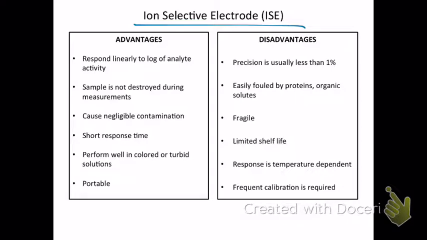They're fragile. The membrane can be broken easily. They have a limited shelf life, so even if you don't break your membrane, you are likely to have to replace it over time and to continue to replace them periodically. The response is temperature dependent, and so we know from the Nernst equation, when we don't simplify it for 25 degrees C, there is a temperature component in there, and we would see that again in this equation. And then they require frequent calibration, typically done daily or even more in heavy use situations.